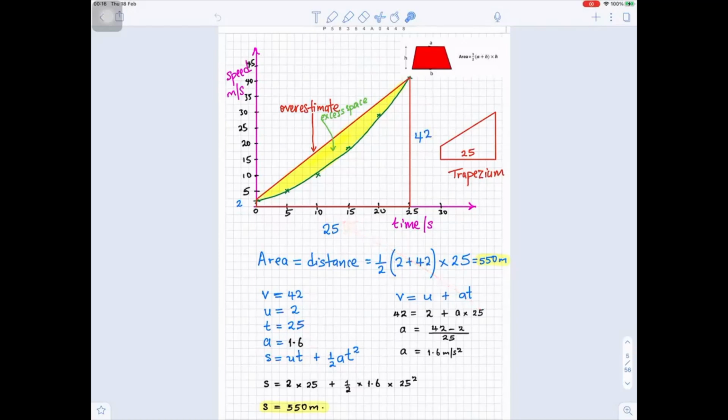So acceleration is change in velocity over time. That's V minus U divided by T. And that gives you 1.6 meters per second squared, which is A. Now you substitute those in. So your U is 2, so 2 goes there. T is 25 plus half. A is 1.6 times T squared. And that gives you 550 meters as well.